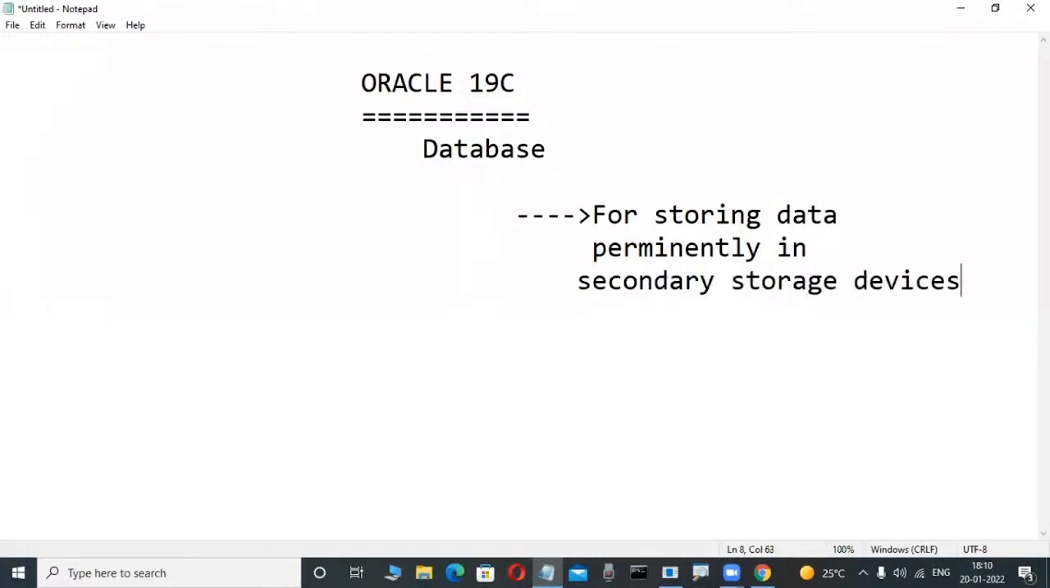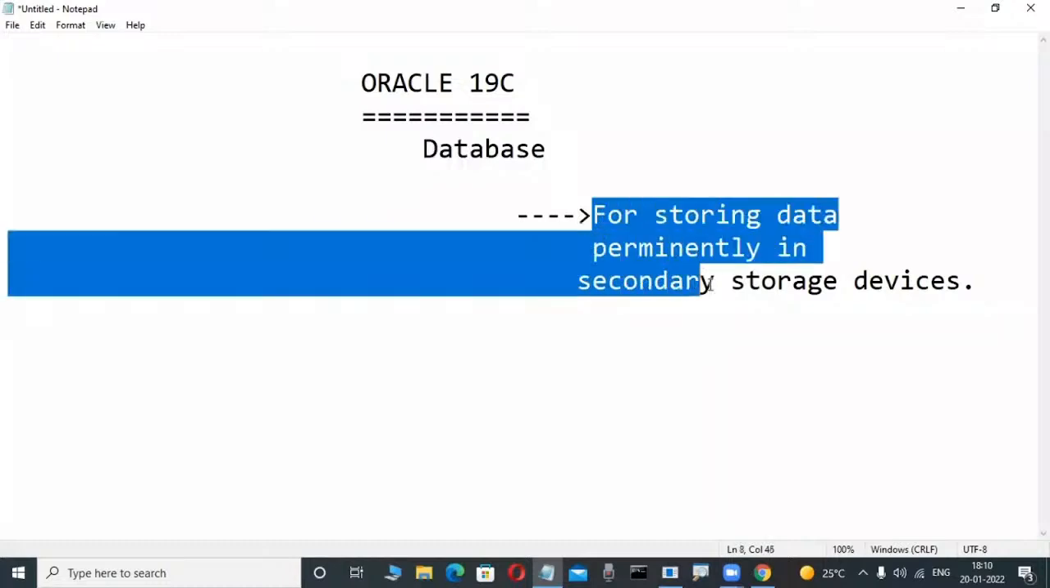Okay, fine. Permanent. Suppose today we are storing data, after 5 years, 10 years, 20 years, even 100 years later your data is available and you are using it. That's why Oracle is a product from Oracle Corporation, with some version number. This is a database product, one of the popular databases. But what is the purpose of that? For storing data permanently in secondary storage devices.